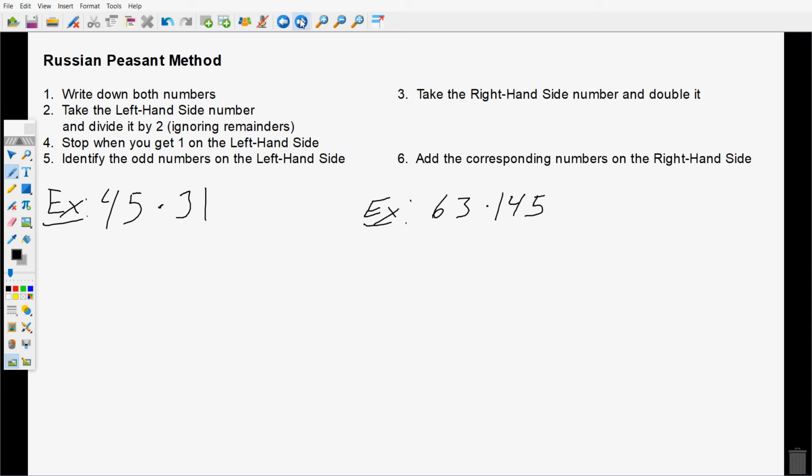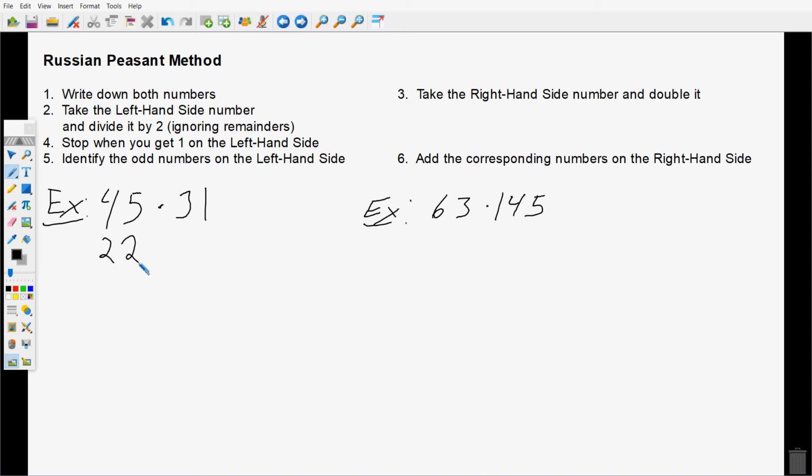So sorry for that sidetrack. Step 1, write down both numbers. I did it. Step 2 says take the left-hand side number and divide it by 2, but ignoring remainders. So I take 45 divided by 2. How many times does 2 go into 45 by division? That'd be 22.